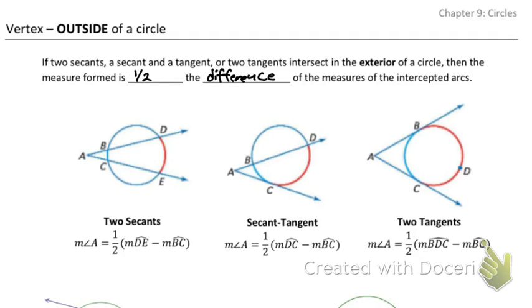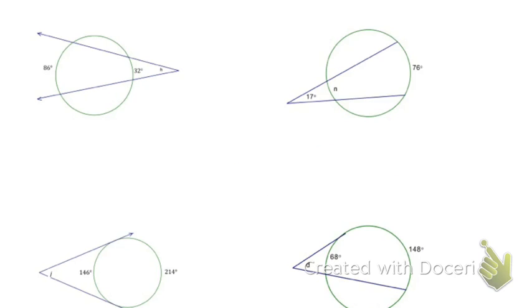So in the two secants case, DE would be your bigger, BC would be your smaller. So you do DE minus BC. With a tangent and secant, once again, it's the outside arc minus the inside arc. And finally, if we just have two tangents, it's going to be the outside arc minus the inside arc. Big minus small. Inside, you add them. Outside, you subtract them.